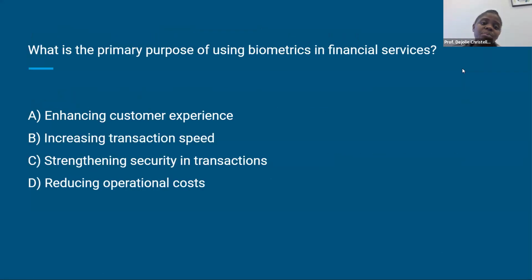So what is the primary purpose of using biometrics in financial services? Enhancing customer experience, increasing transaction speed, strengthening security in transactions, reducing operational cost. Is it related to cost? Is it relating to strength or the speed or C, customer experience? Okay, Alicia, you want to try something else? No, I agree with you. Why? Why a C?